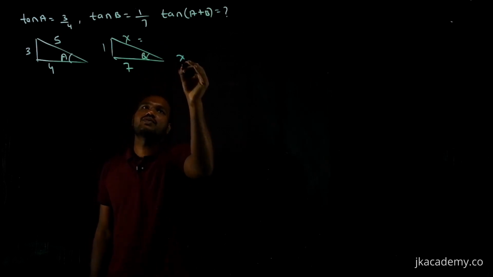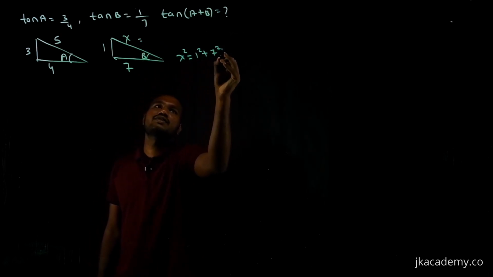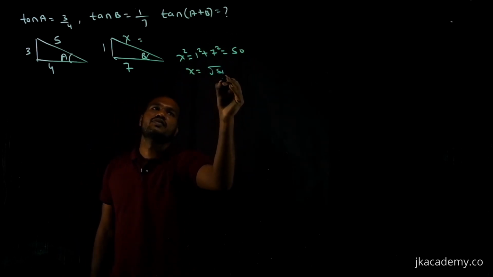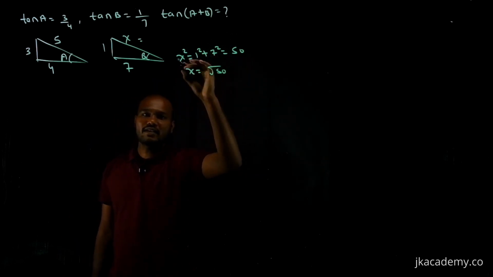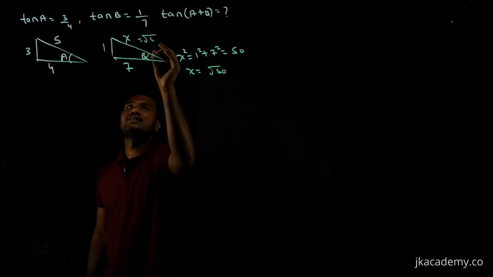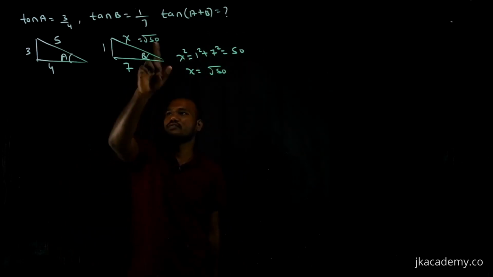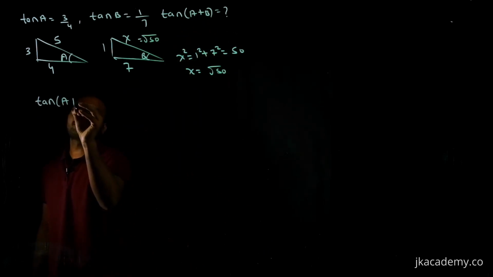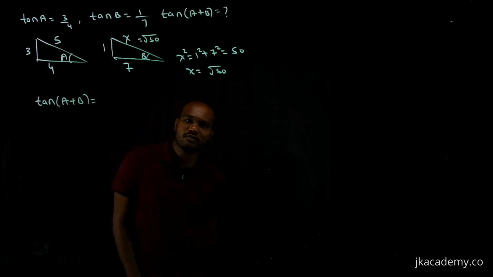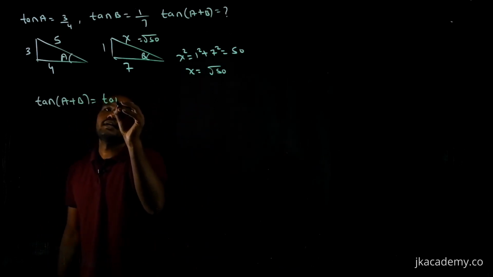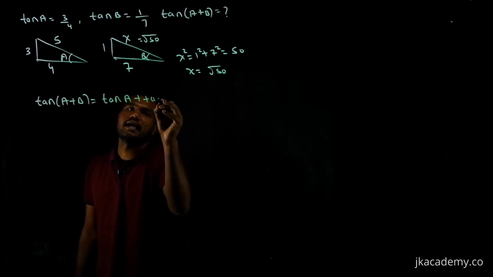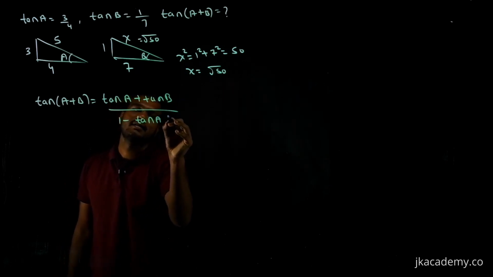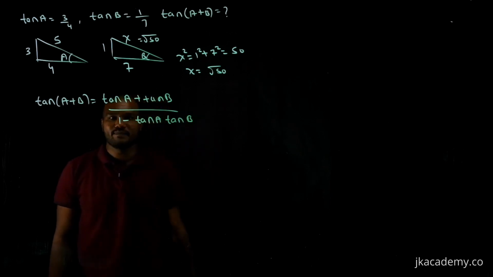So you can find x square equal to 1 square plus 7 square, that is equal to 50. So x square equal to 50, so I'll get this as root 50. But root 50 is not necessary because in the question, they ask you to find tan of A plus B. For this you should know the formula. What is tan of A plus B? Tan A plus tan B divided by 1 minus tan A tan B.